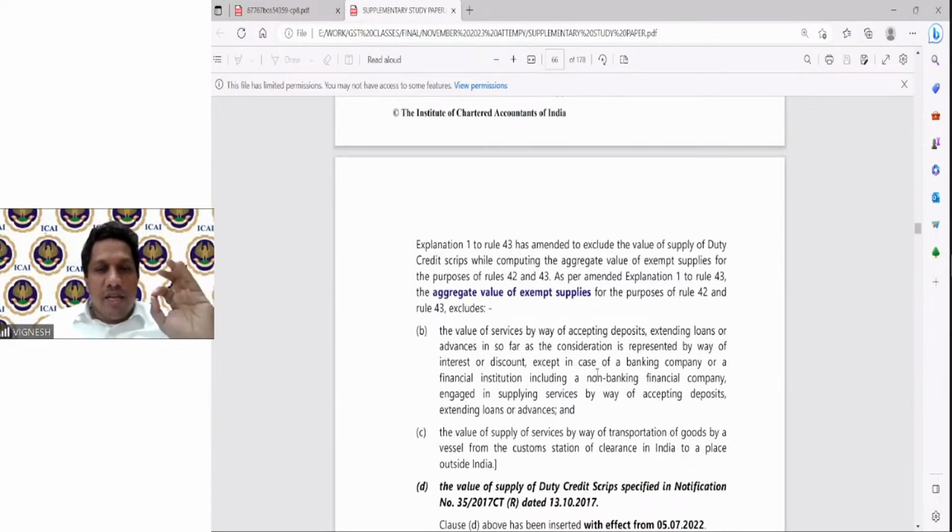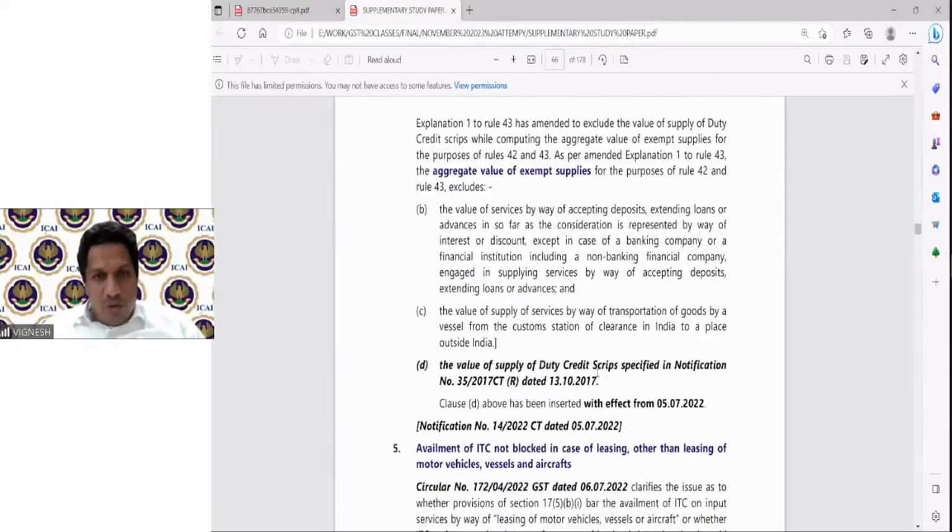If you see, there is an explanation given to Rule 43, which we have seen in our previous sessions, which says that when you are calculating the exempt supplies, you have to exclude certain items. What are those items? First one is value of services by way of accepting deposits, extended loans, or advances where the consideration is interest or discount. That is in case of fixed deposit interest and all of these things that you should exclude from the exempt supply. Also, supply of services by way of transportation of goods by a vessel from customs station of clearance in India to a place outside India, the value of that supply also has to be excluded from the exempt supply.